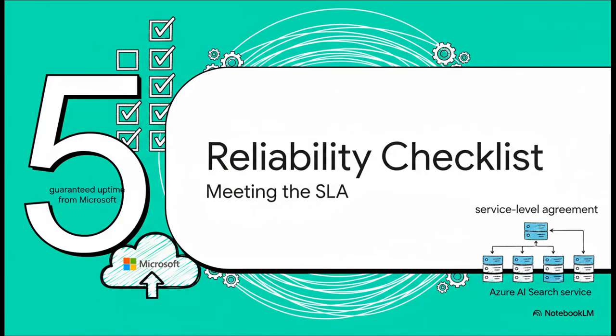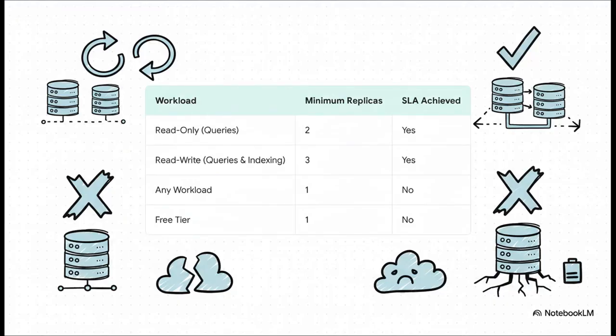Phew, we have covered a lot of ground. We've talked about the blueprints, the light armor, the heavy armor. Let's bring it all together now into a final, super clear checklist. This is what you need to do point blank to make sure you are covered by that official service level agreement from Microsoft. The requirements are crystal clear, which is great. If your application is mostly just running queries, so it's a read-only workload, you need 2 replicas minimum to get that SLA. If you're also actively indexing new data, which is a read-write workload, you need to bump that up to at least 3 replicas.